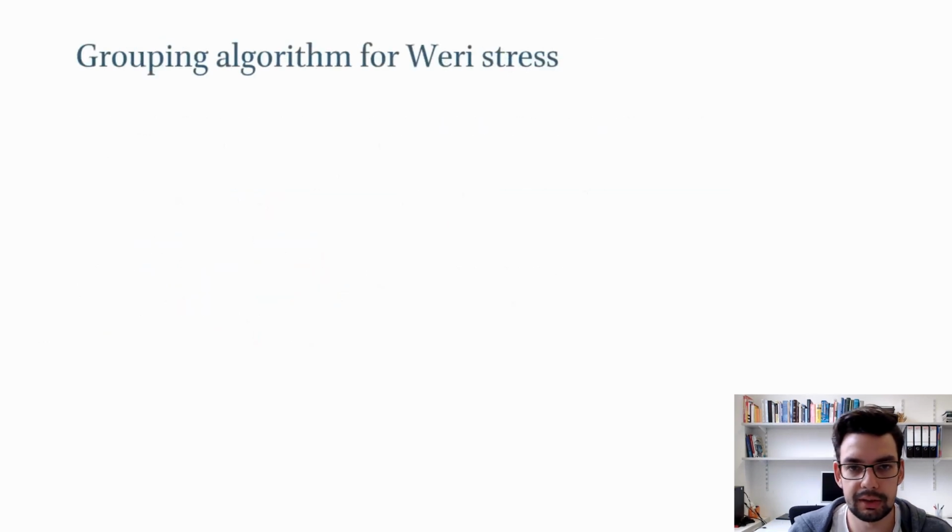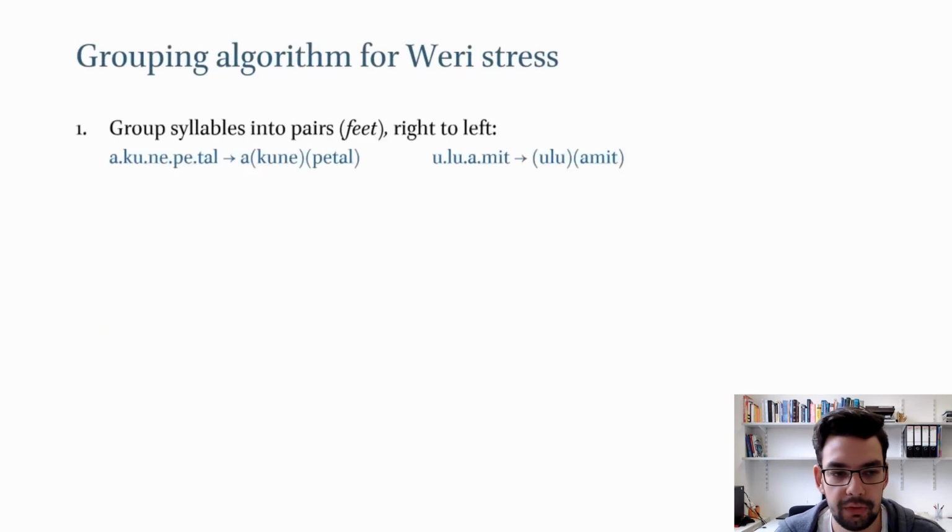And so let's start by entertaining one way that we can do that, which we'll call the grouping algorithm. And so the first rule that we're going to propose here is that we group syllables into pairs. These pairs we call feet, right? So singular foot, plural feet. And we do this from the right edge of the word going towards the left.